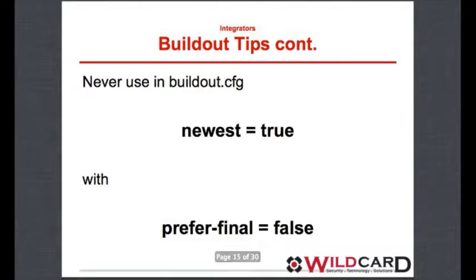In the same vein, never use buildout with newest equals true and prefer final equals false, because then you'll get alpha versions of everything. And I've seen this, it's not good.